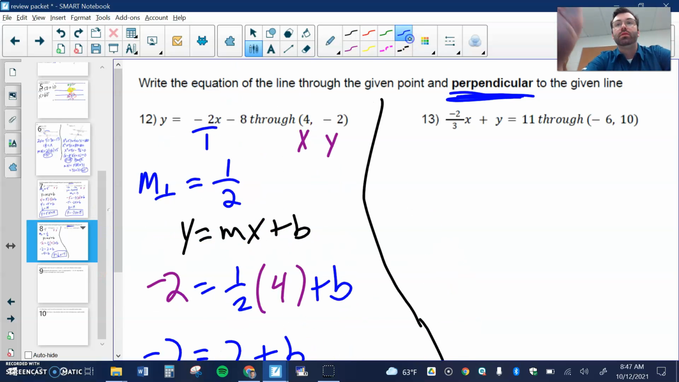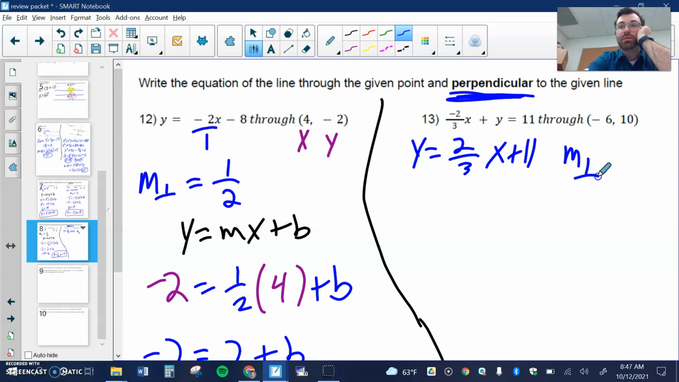Alright, here we go. Next one. Again, it's not in y equals mx plus b form, so I want to move the 2/3 x to the other side. So how do I do that? I add it. So I get y equals 2/3 x plus 11. So my perpendicular slope, I flip it and change the sign, so it's negative 3 over 2.